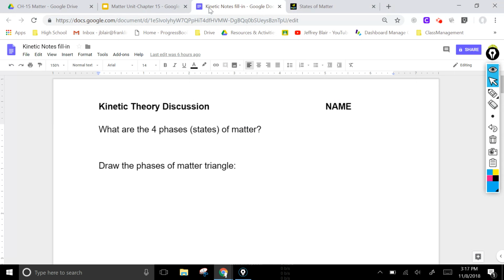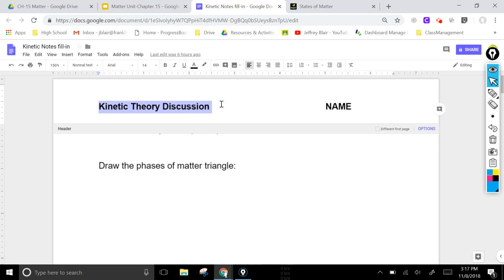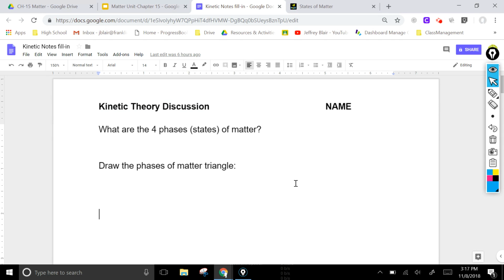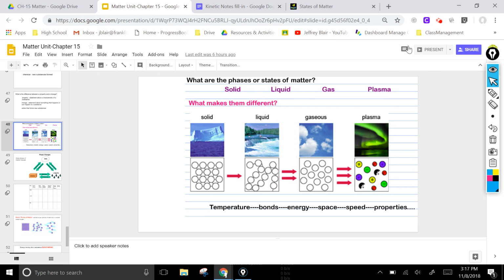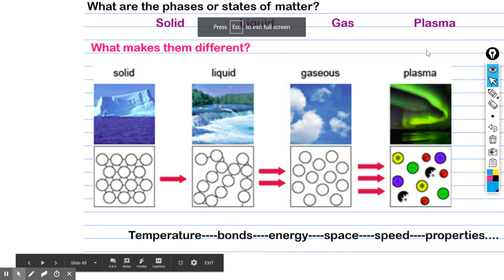So, kinetic theory discussion. Everybody should have this particular paper in front of them, kinetic theory discussion, and we're going to look at the slides and our PhET demonstration and fill in this information about kinetic theory. So the first thing we want to do is recognize the four states of matter.